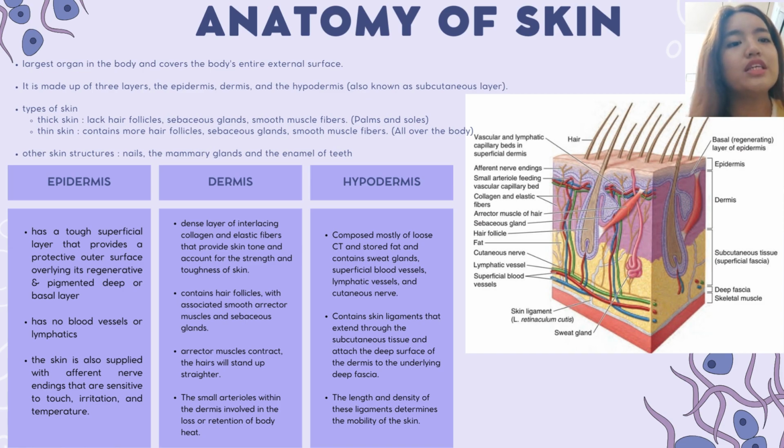The hypodermis is composed mostly of loose connective tissue, and it stores fat and contains sweat glands, superficial blood vessels, lymphatic vessels, and cutaneous nerves. It also contains skin ligaments that extend through the subcutaneous tissue and attach the deep surface of the dermis to the underlying deep fascia. The length and density of these ligaments will determine the mobility of the skin.